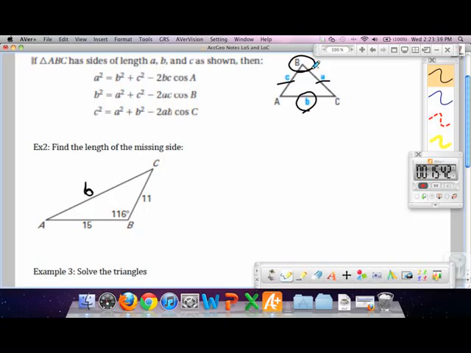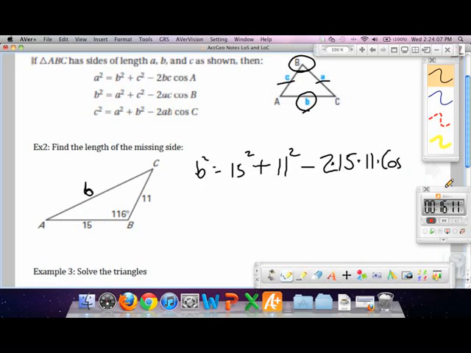B squared is equal to side squared plus side squared minus this factor, twice of each of the sides multiplied together times the cosine of the included angle, which is 160. So b squared is equal to this stuff. This is all just numbers. Get a value for this stuff.